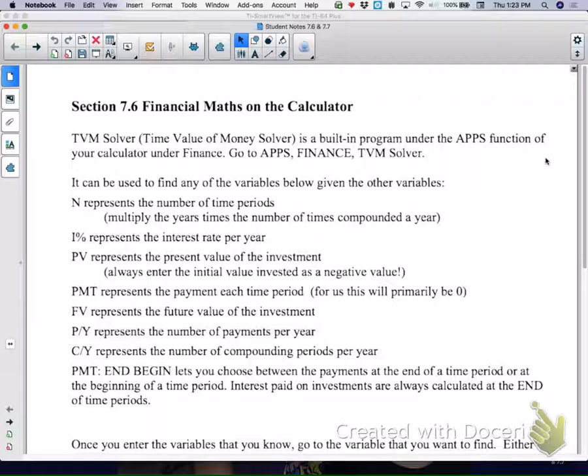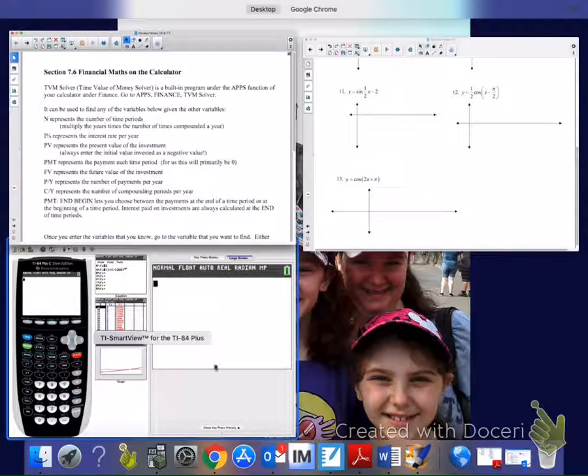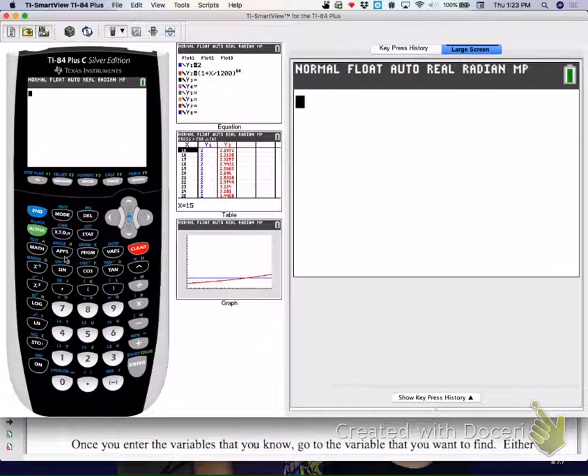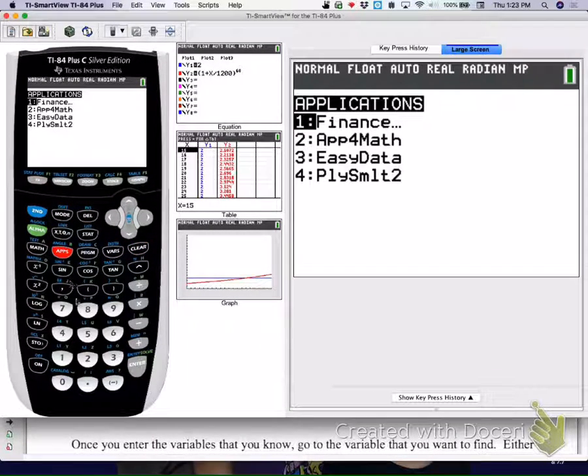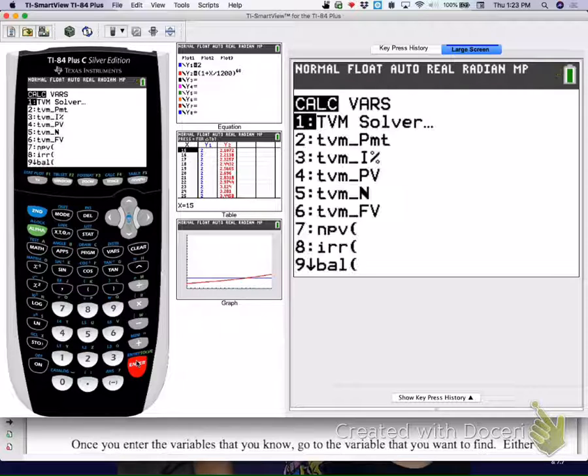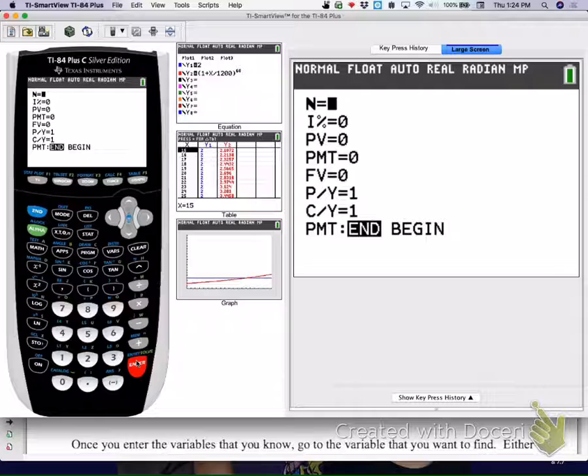So basically, we're going to be using the TVM solver, the time value of money solver, and it's under the apps button. So you've already done some other things under apps. You're going to go to apps and then finance and then TVM solver. So here is what that looks like. You hit the apps button, and you're going to go to number 1 there. I think that should pretty much be number 1 for everybody, but you're looking for the word finance, and then you're using that very first one there. Okay, and then you'll see this screen right here, and we'll go through what all those letters stand for.